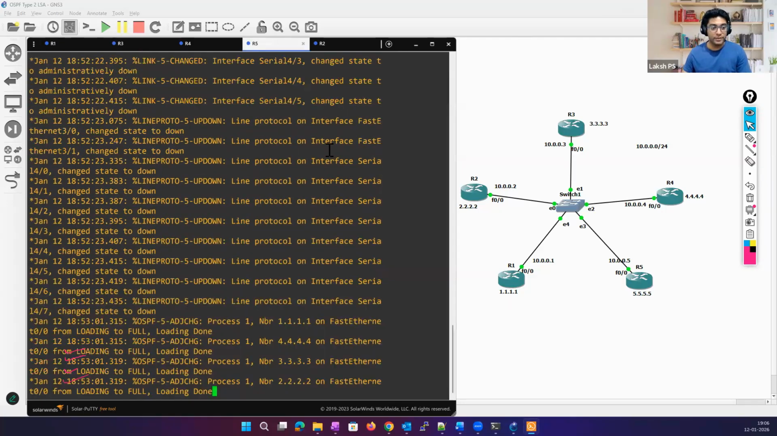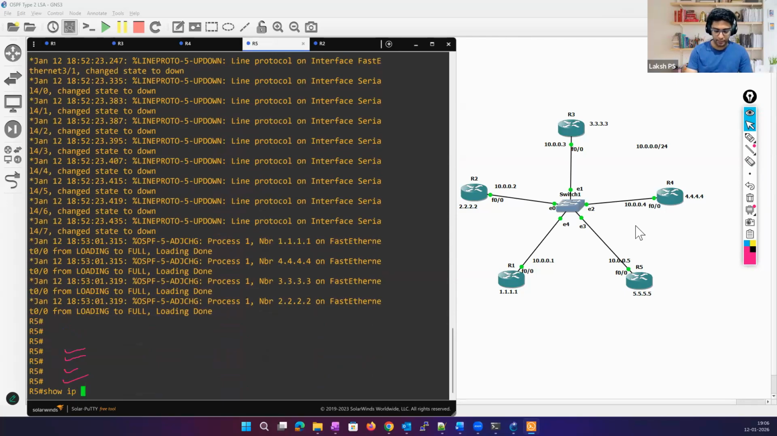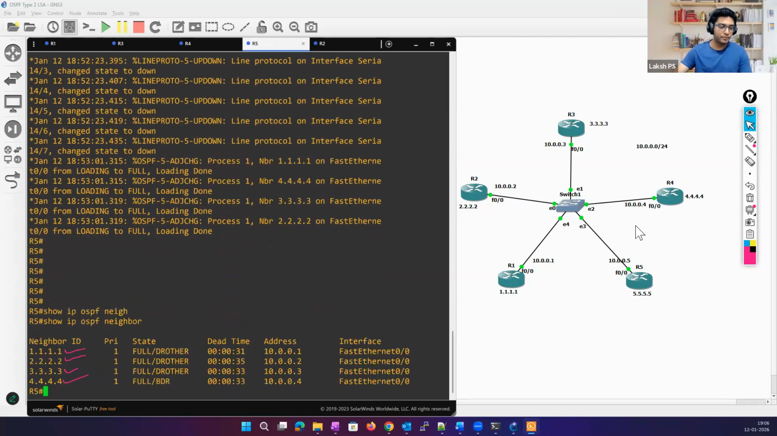Okay, let's go on R5, which is the DR. Show ip ospf neighbors. Right, and you can clearly see that it has formed full neighborship with all the routers because it is the DR. Since R5 is the DR, it has formed full neighborship with all the routers. The same thing applies for R4 as well.